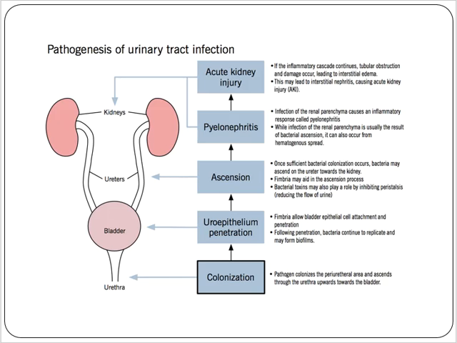Once it hits the kidney, that's when we can have a diagnosis of pyelonephritis. It causes an inflammatory response, and while infection of the renal parenchyma is usually the result of bacteria that ascends up, it can also occur from spread. If we do not treat pyelonephritis, the patient can develop an acute kidney injury because the inflammatory cascade that is happening continues. Tubular obstruction and damage may occur, leading to interstitial edema. This may lead to interstitial nephritis and cause an acute kidney injury.